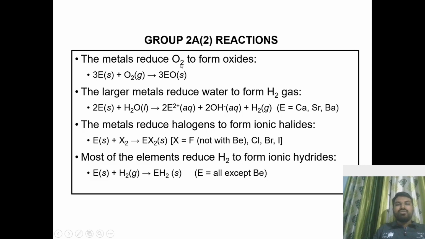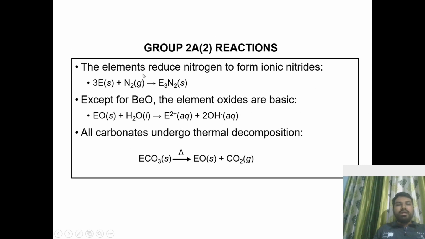The metals reduce O2 to form oxides. The larger metals reduce water to form hydrogen gas. The metals reduce halogens to form ionic halides. Most of the elements reduce H2 to form ionic hydrides. The elements reduce nitrogen to form ionic nitrides. Except for BeO, the elements' oxides are basic. All carbonates undergo thermal decomposition.